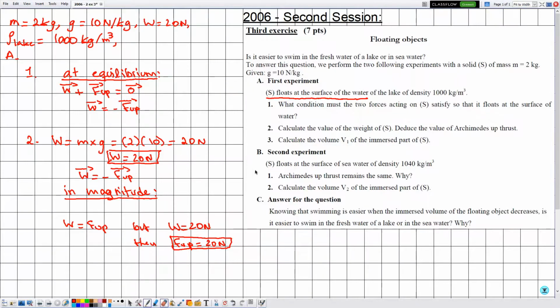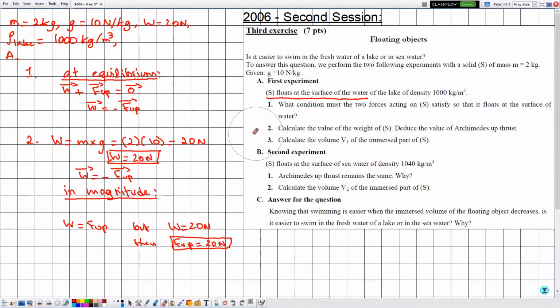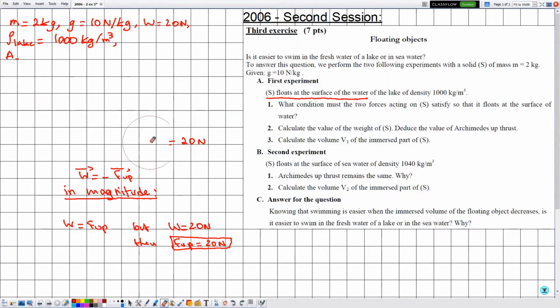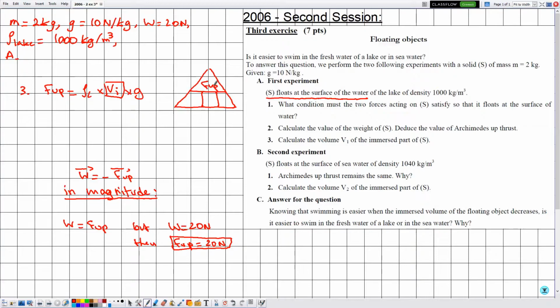Now in number 3, calculate the volume V1 of the immersed part. So we know that the volume of the immersed part and the value of F upthrust are related via the following formula: the magnitude of F upthrust is equal to the density of the liquid times the volume of the immersed part times G. We are interested in determining the value of V1. So constructing the triangle of this formula, because we have multiplication, F upthrust will be at the top, rho L, V1 and G at the bottom.